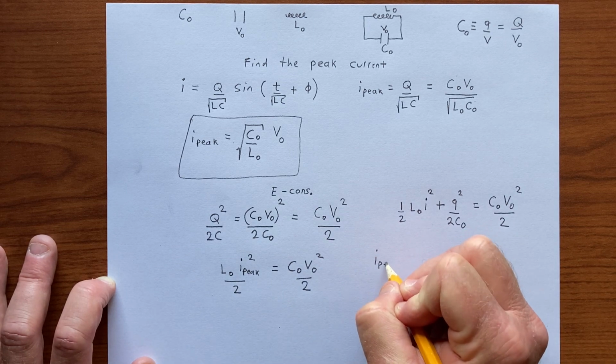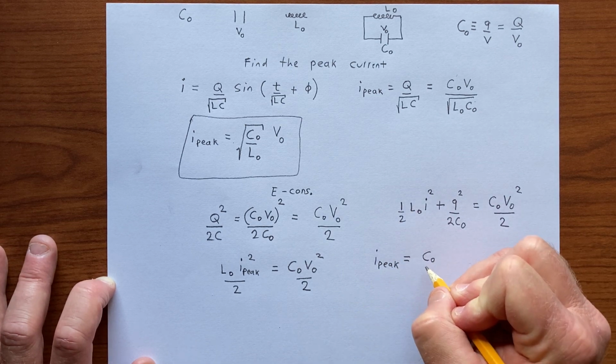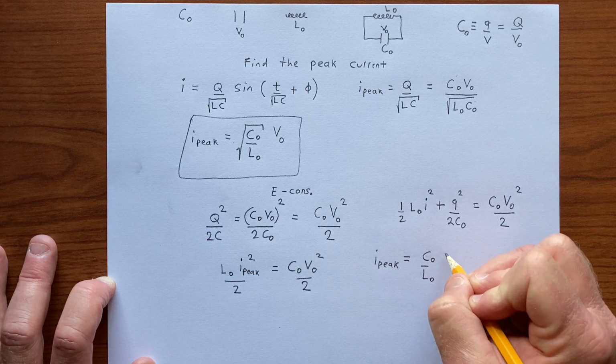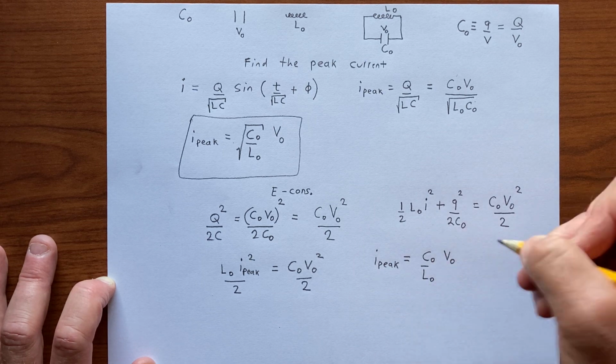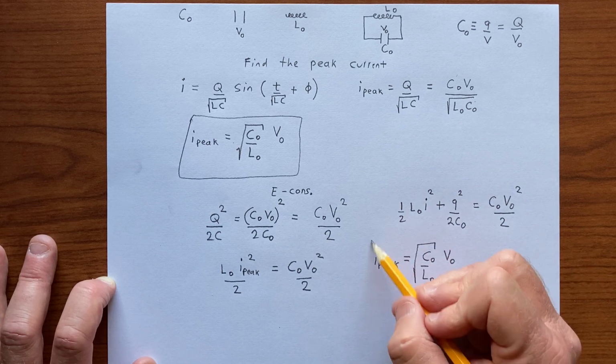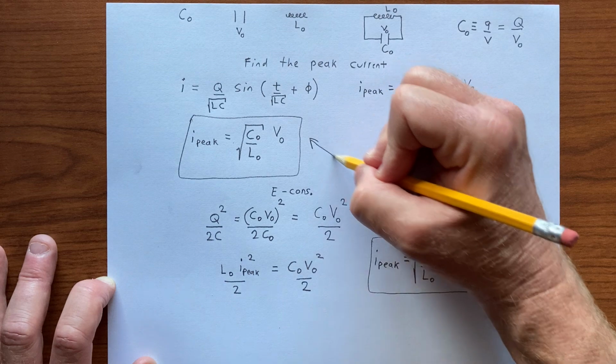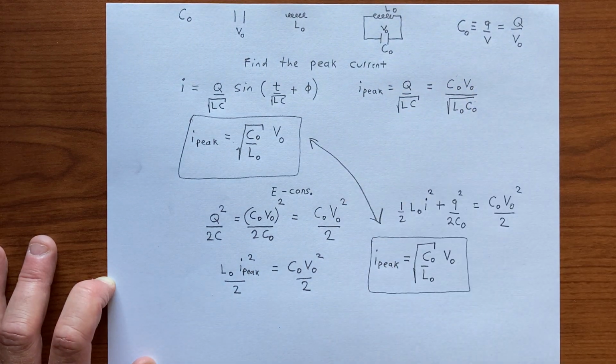And so I peak, right, is just C naught over L naught V naught squared, square root, so we'll just take the square root of this and leave that like that, and take the positive root. So either way, we'll get the same value.